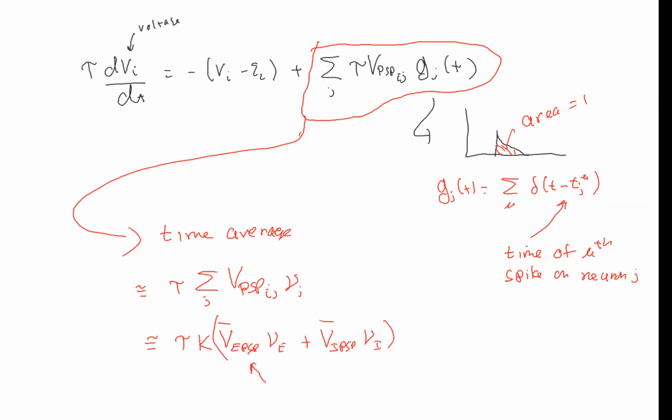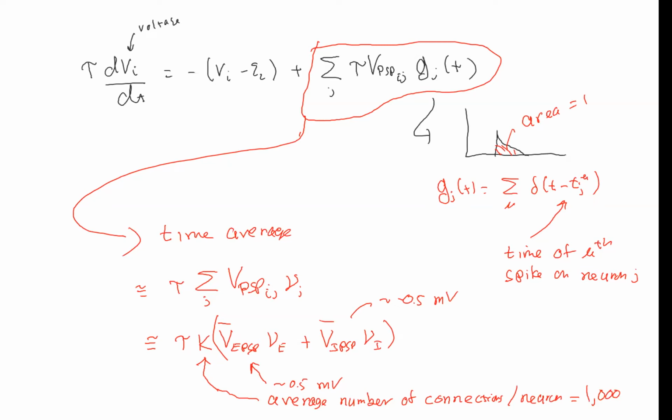So this is about on the order of 0.5 millivolts. And this is on the order of minus 0.5 millivolts. Okay. And K is the average number of connections per neuron, equals about 1,000. So each neuron receives an input from about 1,000 others.